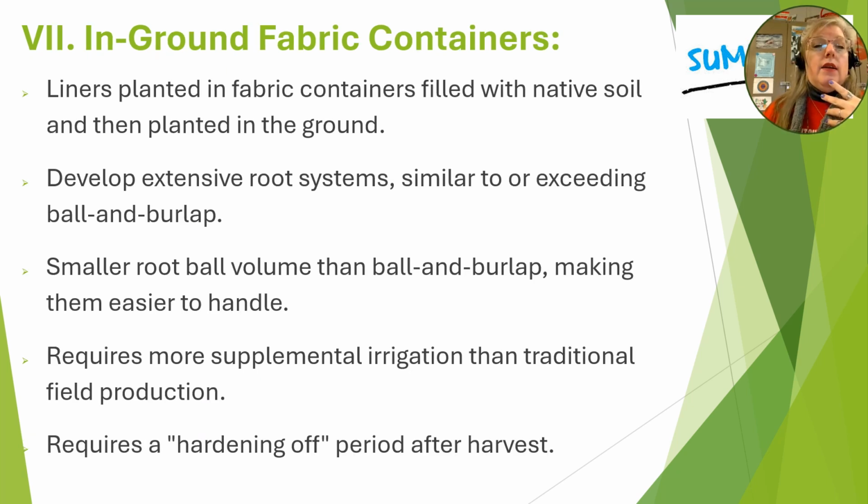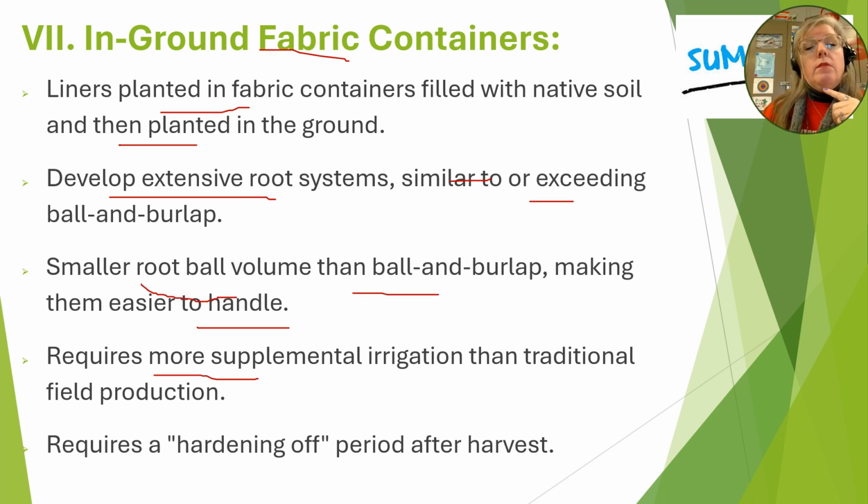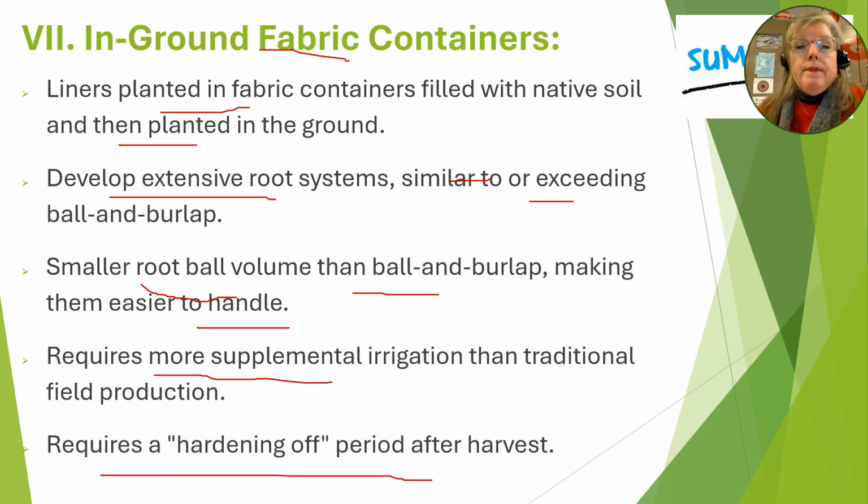Now, in-ground fabric containers, the liners are planted in fabric, filled with native soil, and then planted in the ground. They are able to develop extensive root systems similar to or exceeding what you get from ball and burlap. They have a smaller root ball volume than the ball and burlap, making them easier to handle, and it requires much more irrigation than traditional field, and it also requires the hardening off period after harvest.